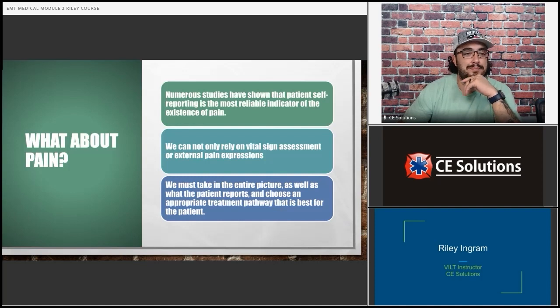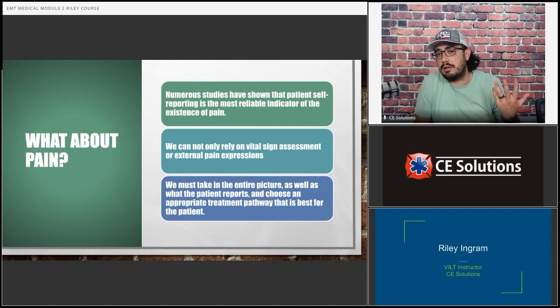All right, what about pain? We've got numerous studies that have shown patient self-reporting is the most reliable indicator for the existence of pain. What's the problem with this? What is the problem with strictly relying on, homie said he was hurting? What more do you want? He came to me, he said he was hurting, that's all I need. What's the problem with that? Why can't we do that? We cannot only rely on vital sign assessment or external pain expressions. We must take in the entire picture as well as what the patient reports and choose an appropriate treatment pathway that is best for the patient.